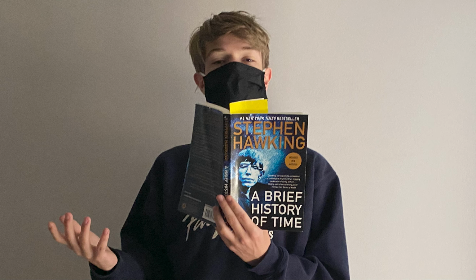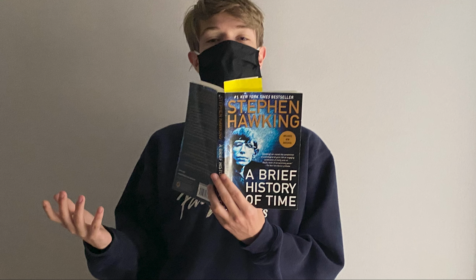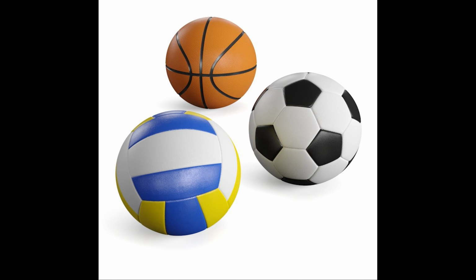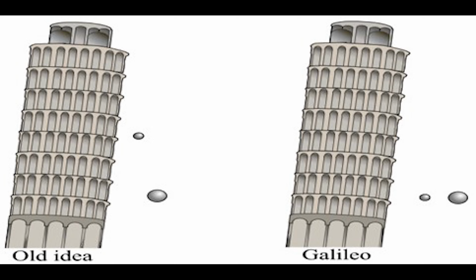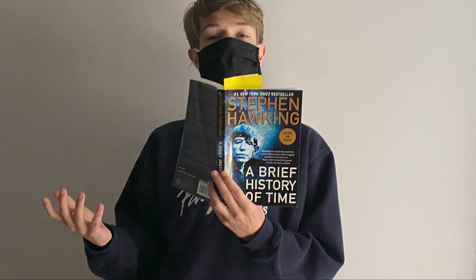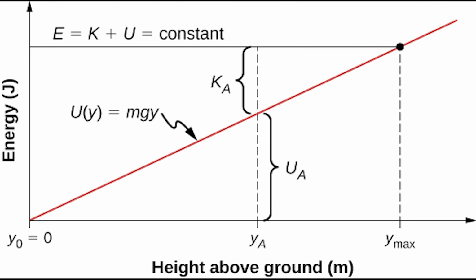For our performance final, we will be doing 2 experiments to test 2 laws of physics. For our first experiment, we will be using 3 balls of differing masses, all dropped at the same height. This experiment is meant to test Galileo's law of falling bodies. From the data collected, we will create a displacement versus time graph and an energy versus displacement graph.